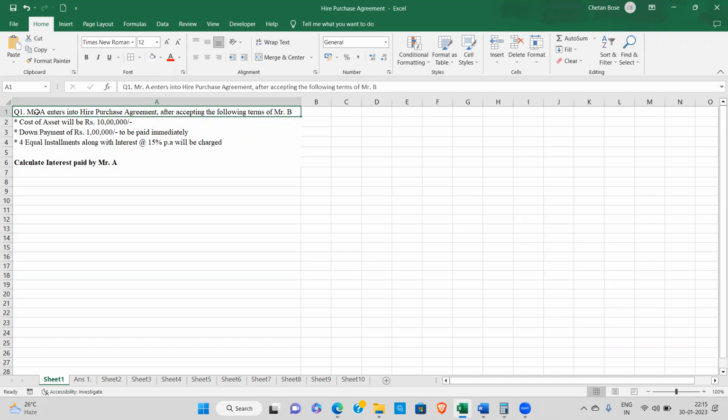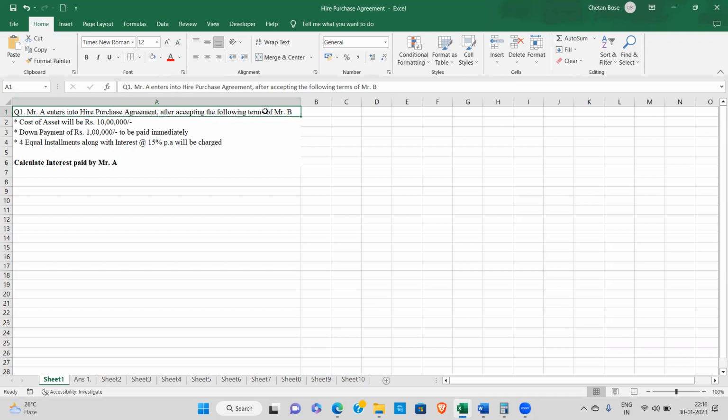Mr. A is the entrepreneur, you may presume, or the buyer or purchaser, because he's entering into a hire purchase agreement after accepting the terms of Mr. B. Then who is Mr. B? B is the seller or vendor. Now, B has kept certain terms.